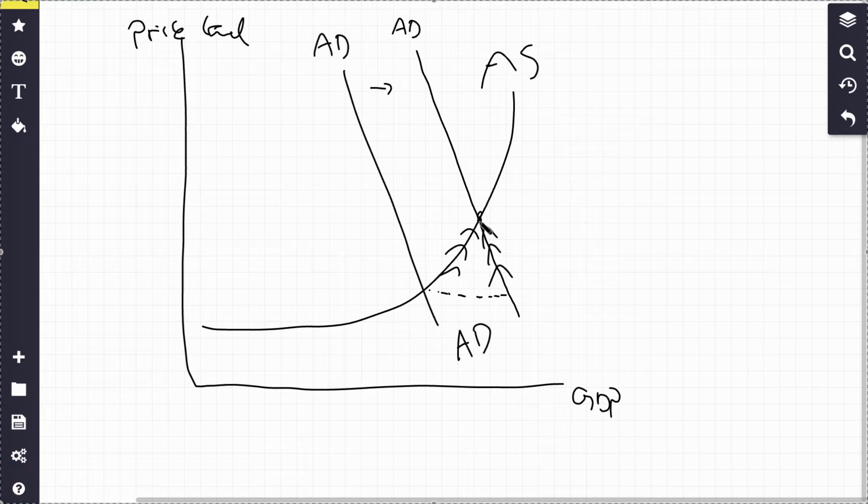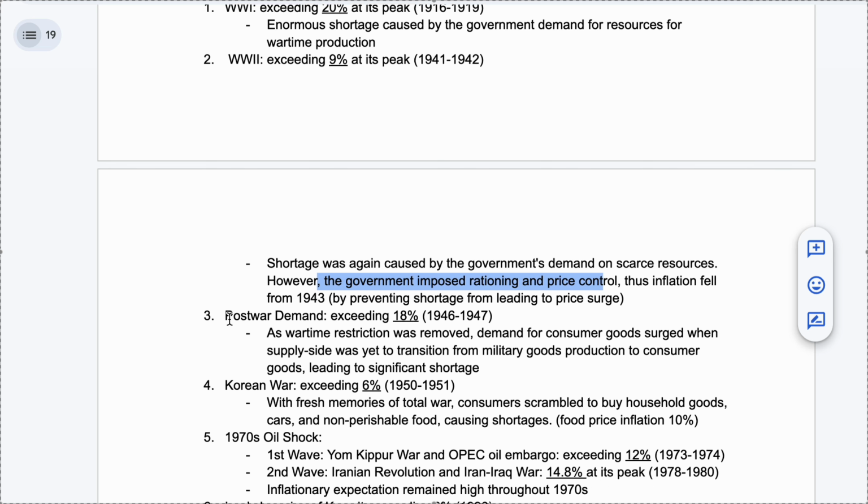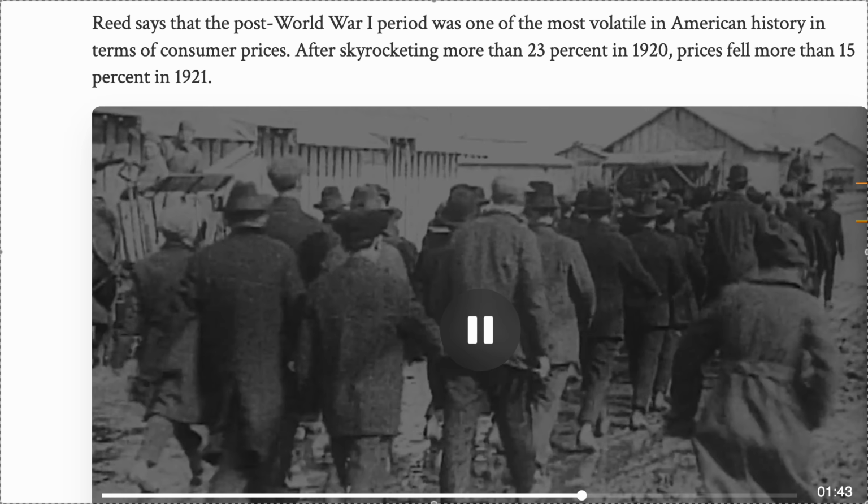So that's what happened in World War One, and something similar happened in the beginning of World War Two. Okay, let's look at post-war demand exceeding 18%. So that is another inflation that happened. Let's look at the chart, the graph.